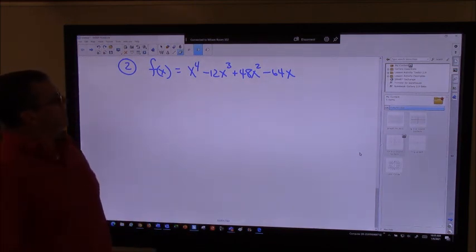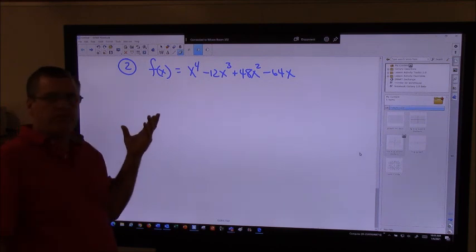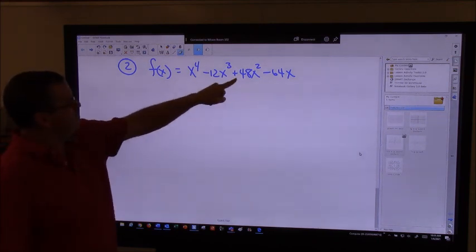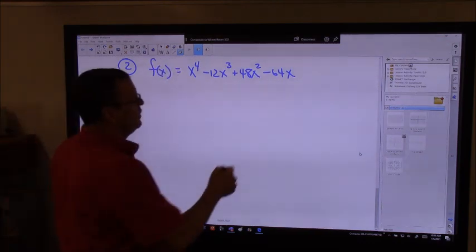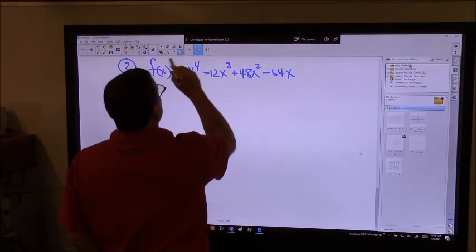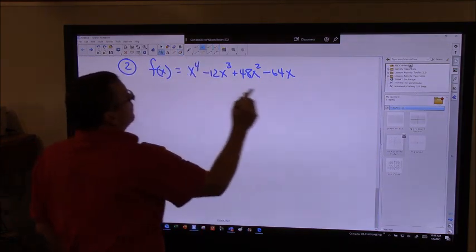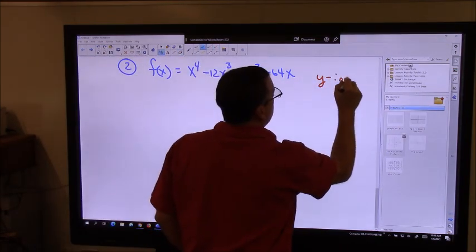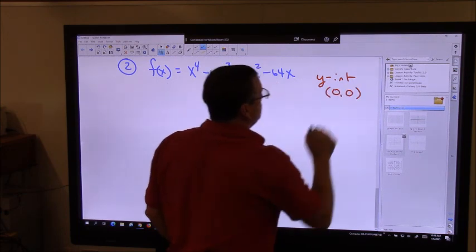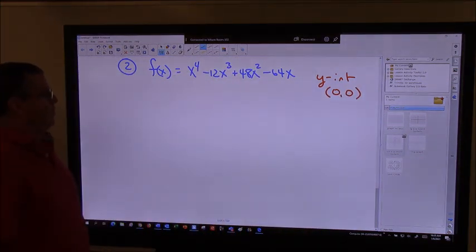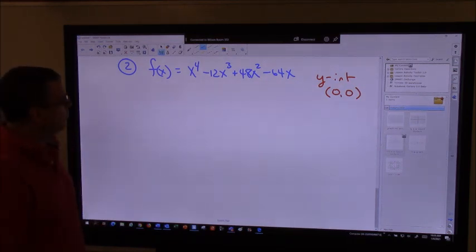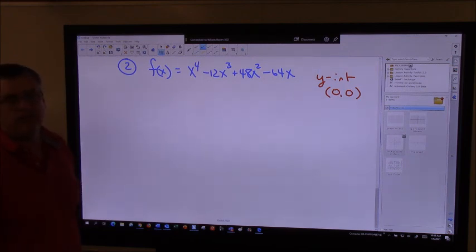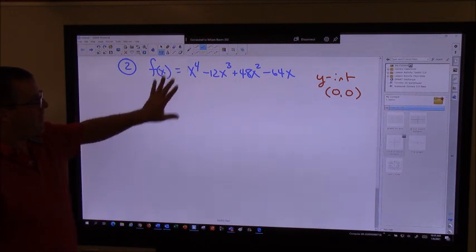All right, so one of the things I see right away is that if I plug in a 0, everything goes to 0, and so this graph will go through the origin. So that would be my y-intercept, (0, 0). Now if I want to try and find some x-intercepts, some zeros, I can go ahead and do that as well. It would involve using some synthetic division. So I'm going to hold off on that for right now.